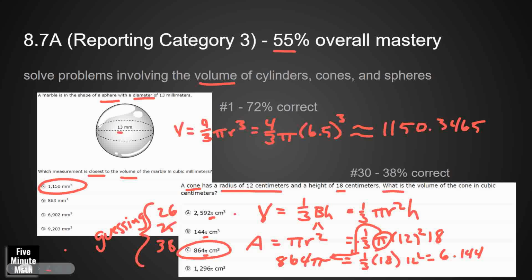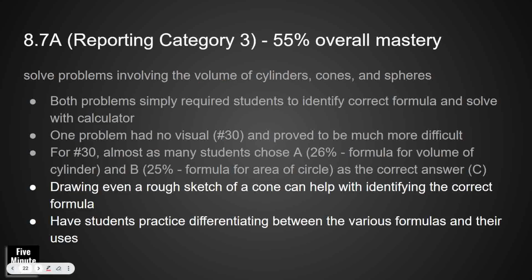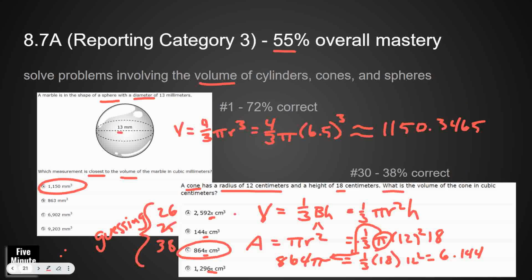Like I said, we either chose the wrong formula, or I think the fact that the pi was left out kind of tripped up some of our students, so they just ended up guessing, finding something that was close. So even drawing a rough sketch of a cone might help with identifying the correct formula. So if we really did have students that chose the formula for volume of a cylinder or formula for area of a circle, right, drawing the circle of the cone would have helped. And then we need to help students differentiate the different formulas and their uses, whether it be area, whether it be volume, and practice solving, including the pi, practice solving, taking the pi out.